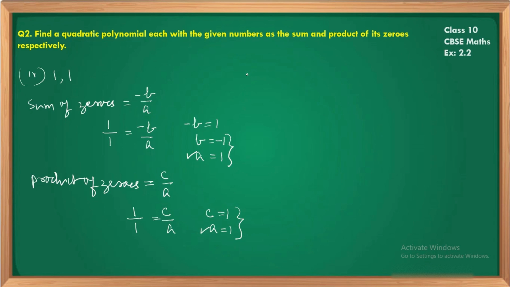Therefore, you can now form the quadratic polynomial, which is ax square plus bx plus c, and this is the general form. Now you substitute the values of a, b, c. You get a is 1, x square plus b. You have a minus sign, therefore you put a bracket, into x plus c. C is 1. Now simplify, you get x square plus, into minus, minus x plus 1. Now this is the quadratic polynomial of this question.